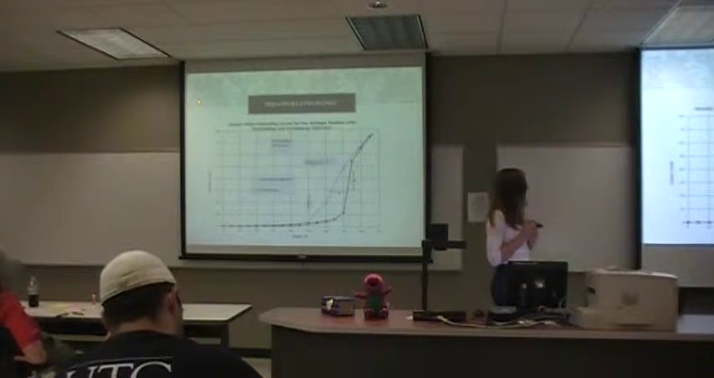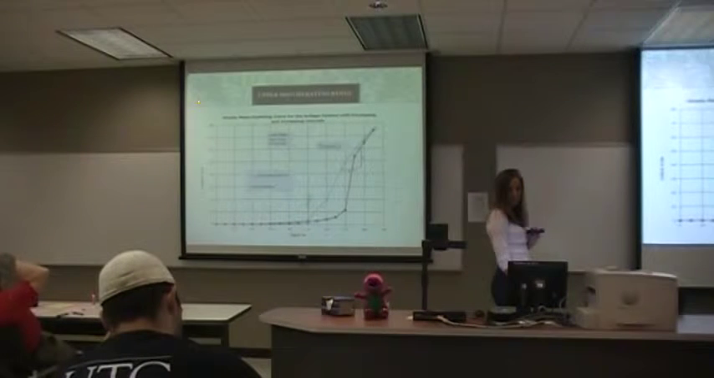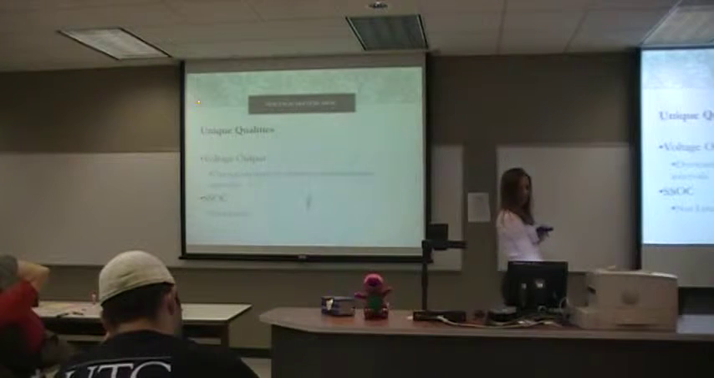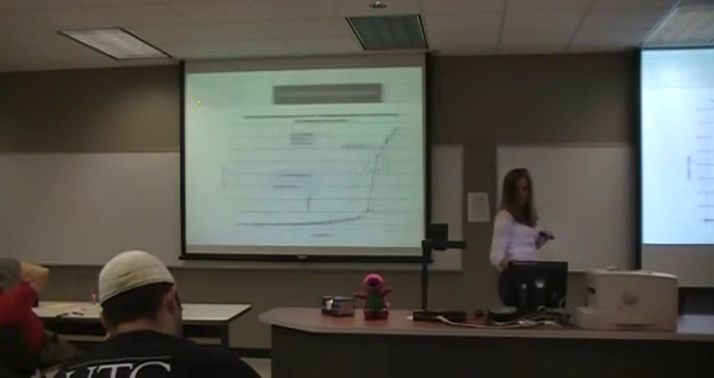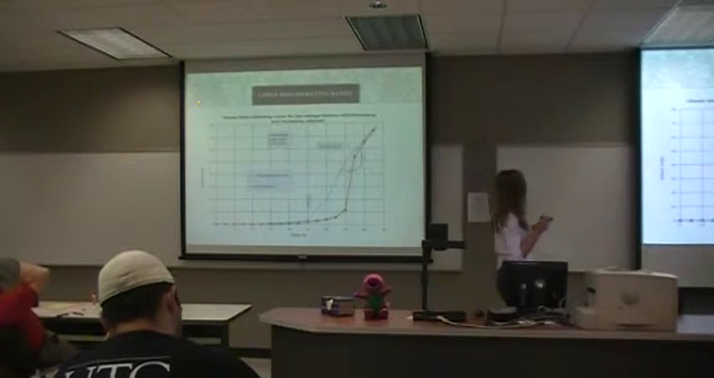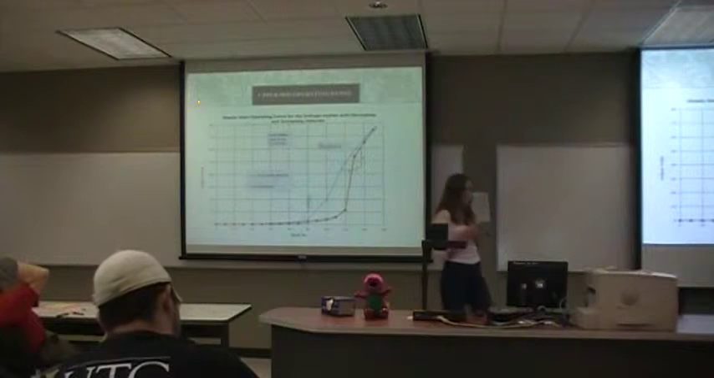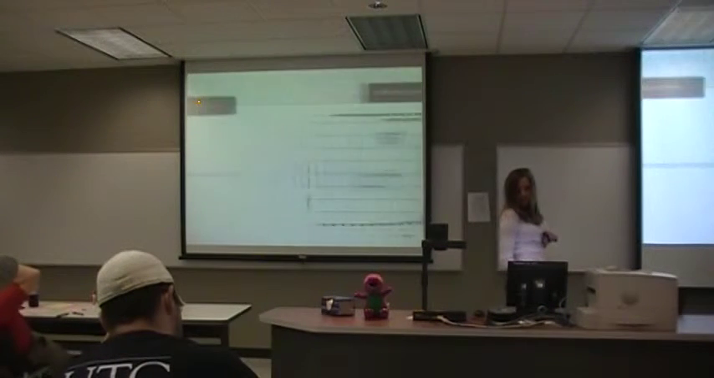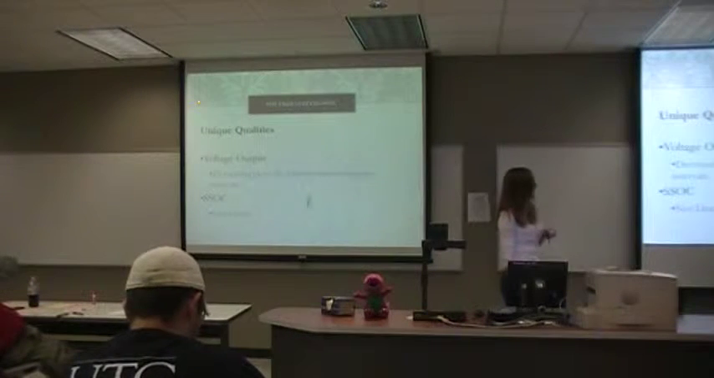Region 3, still increasing, big slope. And then region 4 is a little bit less of a slope. Unique qualities of our system: decreasing intervals are different than increasing intervals, and I probably need to point that out, that the blue line is our decreasing, and then you can see our increasing does a little bit differently. And it kind of looks like multimedia up here, so maybe that explains it. And like I said, SSOC is not linear.